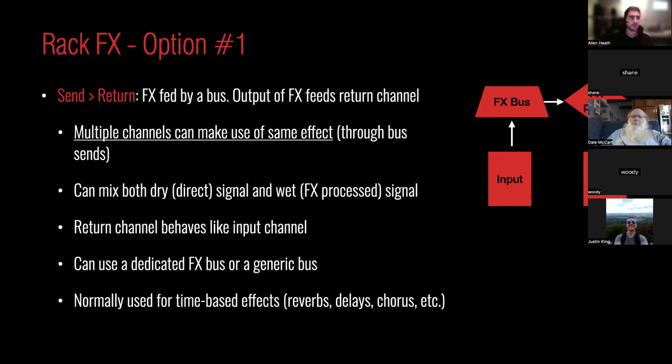So let's look more in depth at each of those. Send and return is what we're going to start with. With a send and return, as it says, an FX processor is fed by a bus on your console, and then the output of the effects processor comes back in on a return channel. The main benefit of this is that multiple channels can make use of the same effect. So if you have a 64-channel Avantis or 128-channel dLive, you can send all of those input channels to the same bus, and that bus combines all of those inputs and feeds the effects processor.